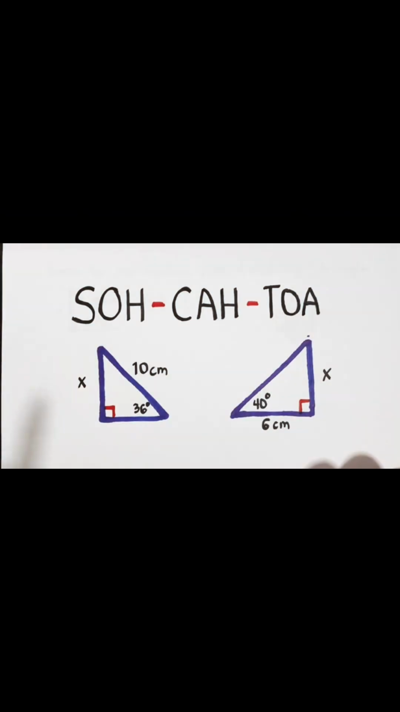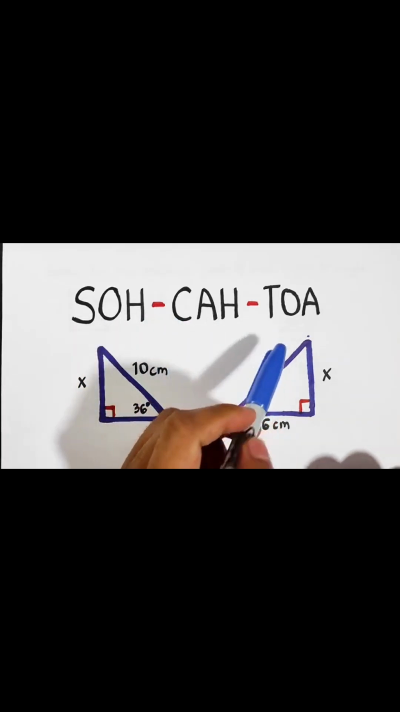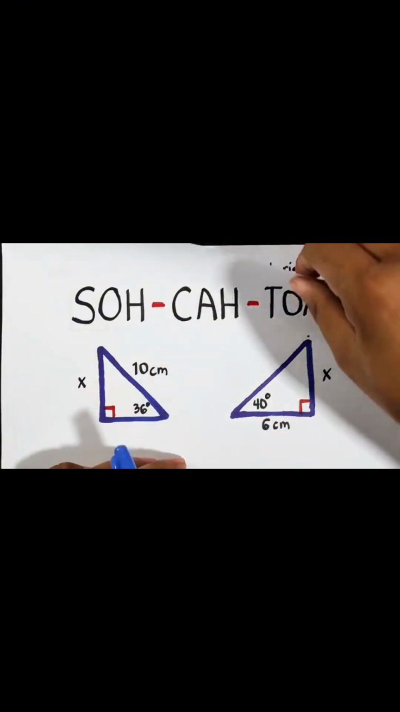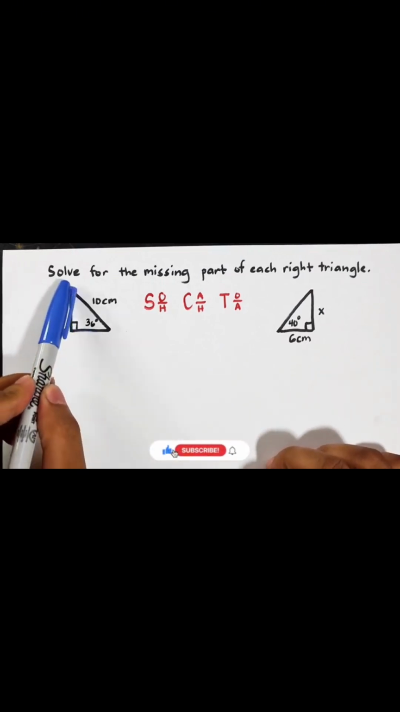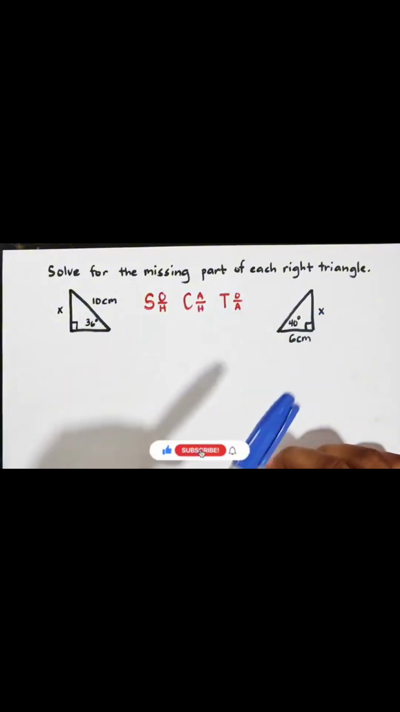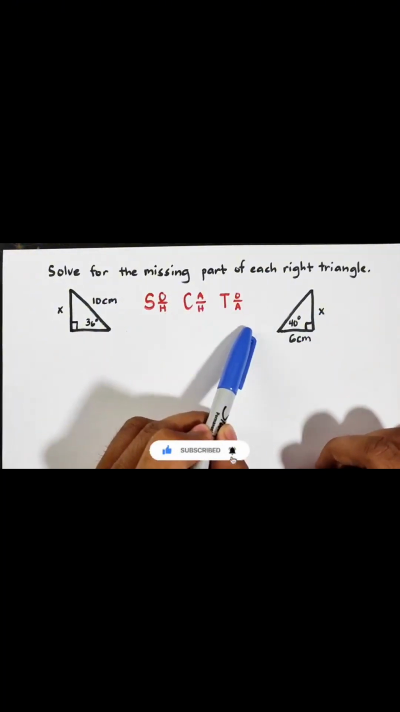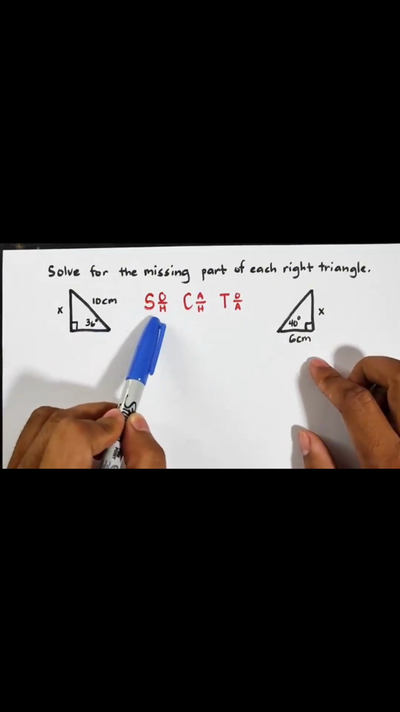We will talk about how to solve the missing part of a given right triangle using the SOH, CAH, and TOA. So without further ado, let's do this topic. What we have here are the two examples for this video, where we solve for the missing part of each right triangle using the SOH, CAH, and TOA. Before we dive into the first and second example, let's review SOH.